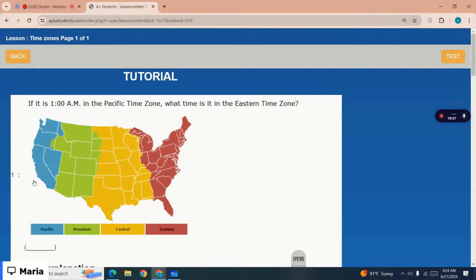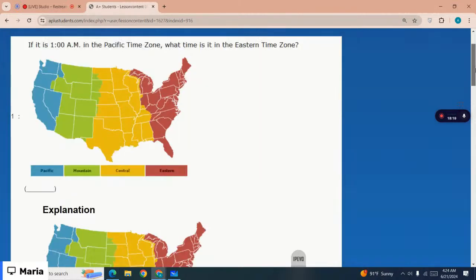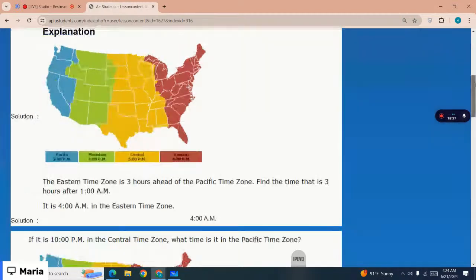If it is 1 a.m. in the Pacific time zone, what is the time in the Eastern time zone? So you have two time zones, Pacific time zone and Eastern time zone, right? Here is the Eastern time zone. Here is the Pacific time zone and here is the Eastern time zone, right? So the Eastern time zone is 3 hours ahead of the Pacific time zone.